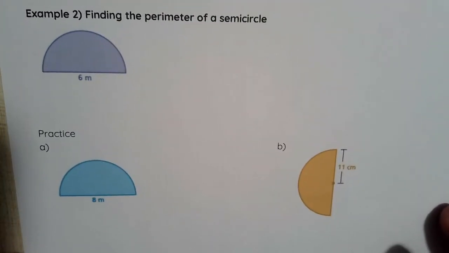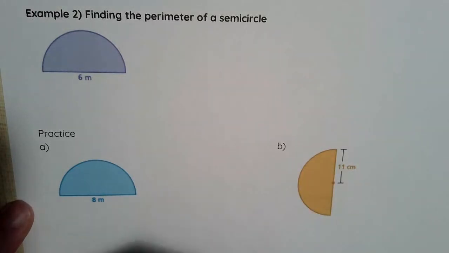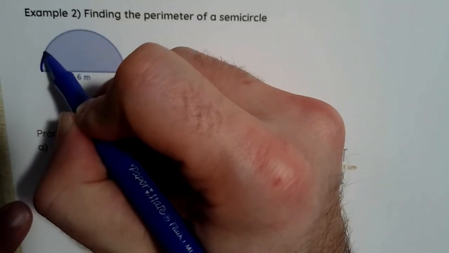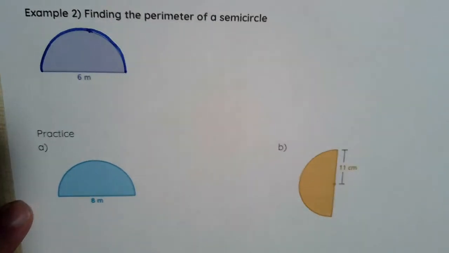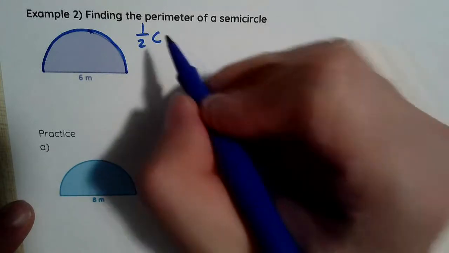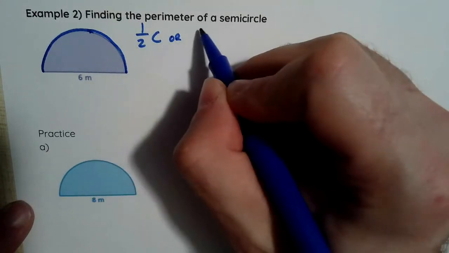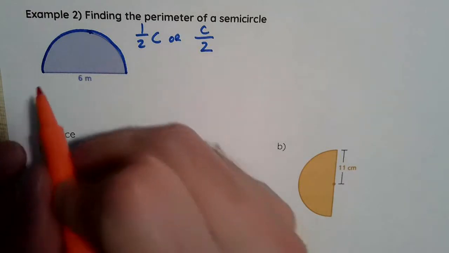So in example 2, we're going to find the perimeter of a semicircle. A semicircle is half of a circle. Looking at this semicircle, there are 2 parts we have to find. The first part is the curve, or the arc, of the circle. That is half of the circumference, or the circumference divided by 2. That's going to give us the arc of the circle.